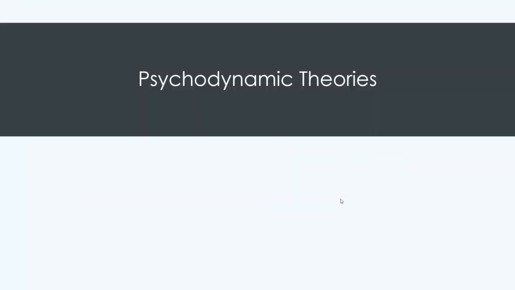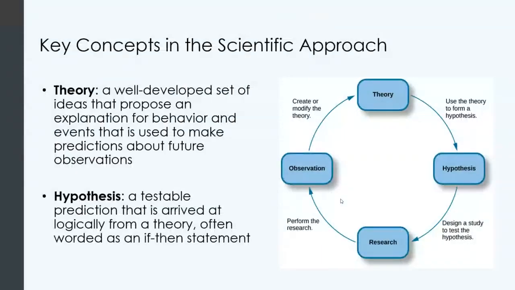All right, so jumping into psychodynamic theories, and just a quick conversation on what is a theory. Keeping in mind that a theory is a well-developed set of ideas that are proposing why a certain behavior is taking place or what events caused it, for it to hopefully make some predictions for the future. So a theory often is used as a starting point to build a hypothesis. A hypothesis is a testable prediction.